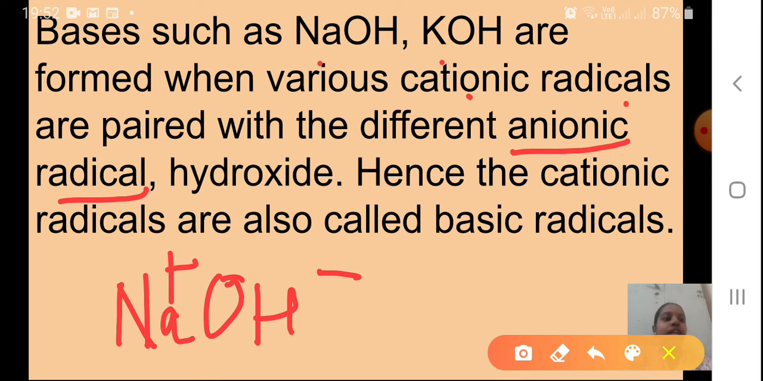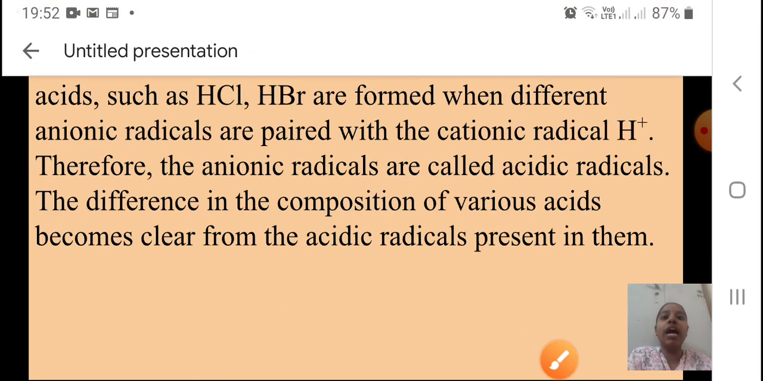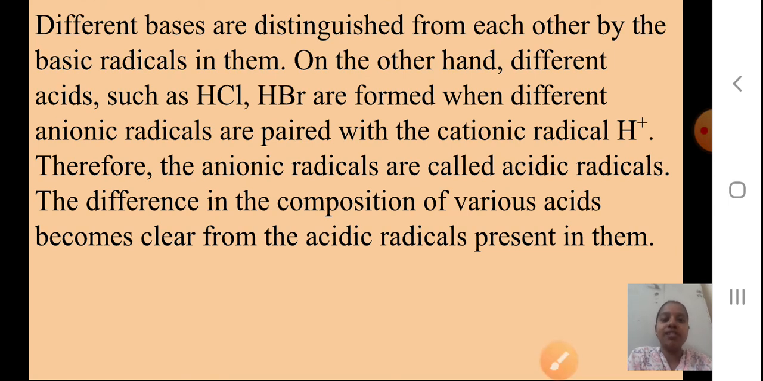Now next we will see that different bases are distinguished from each other by the basic radicals in them. How can I distinguish the bases? You have studied acids and bases. So how can I distinguish bases? By the basic radical which is present in them.